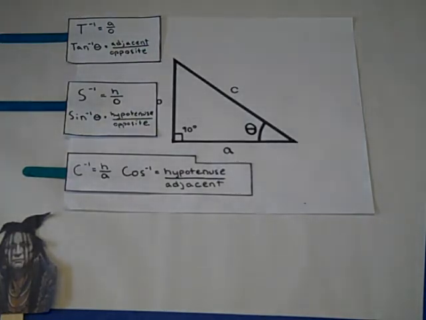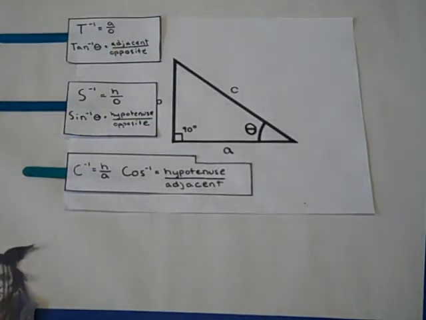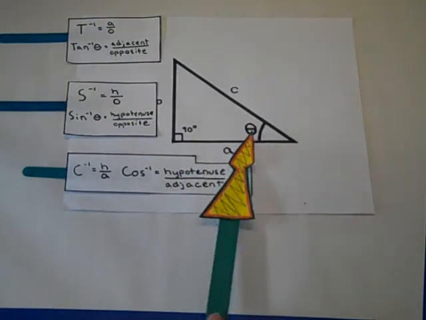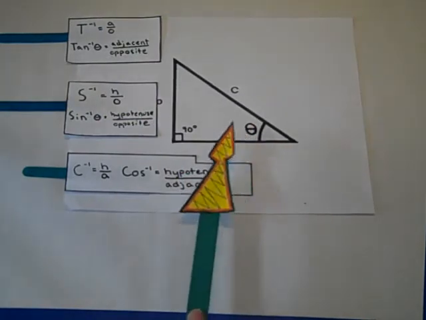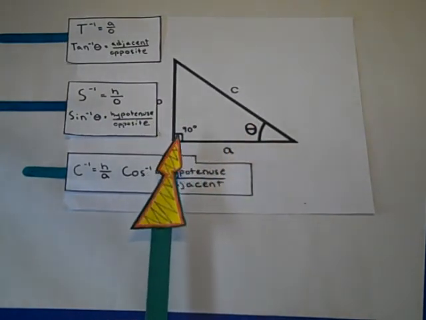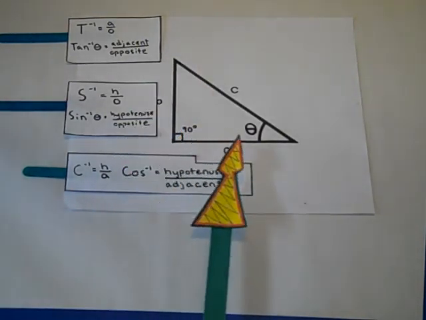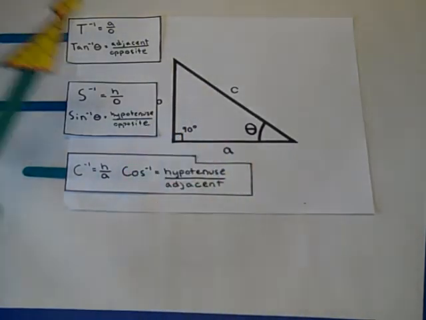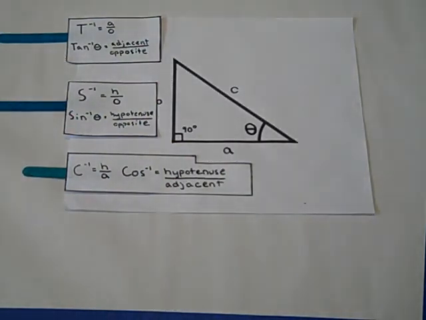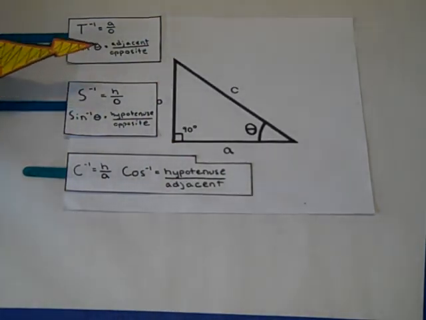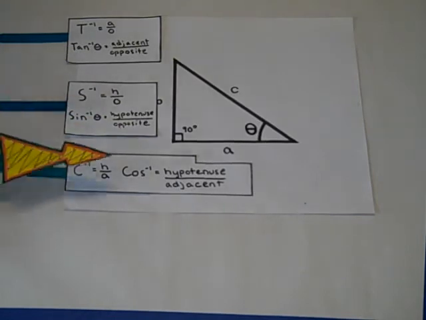If the triangle is placed on a Cartesian graph with theta at the origin and one of the sides along the x-axis or y-axis, then sine is the length of the side in the y direction, and cosine is the length of the side in the x direction. So, tangent can also be known as sine divided by cosine, and cotangent can be known as cosine over sine.